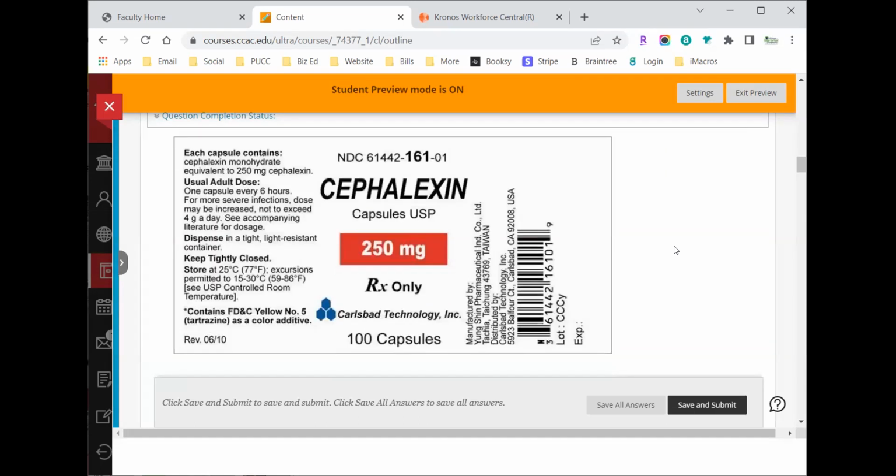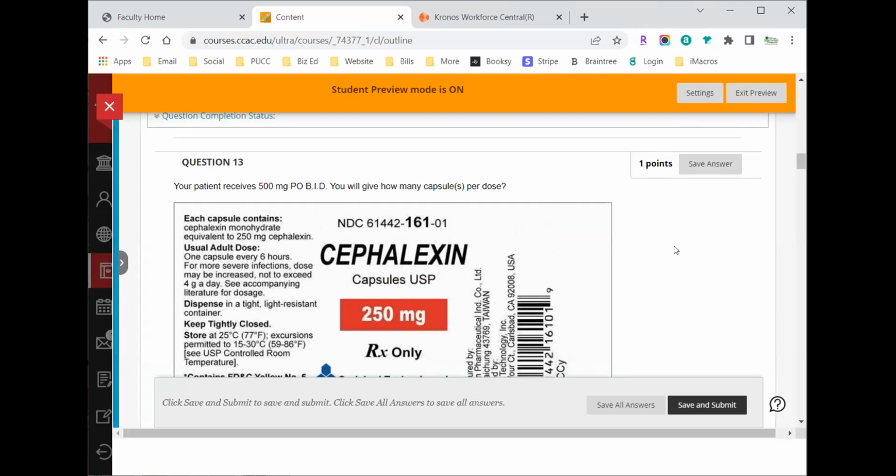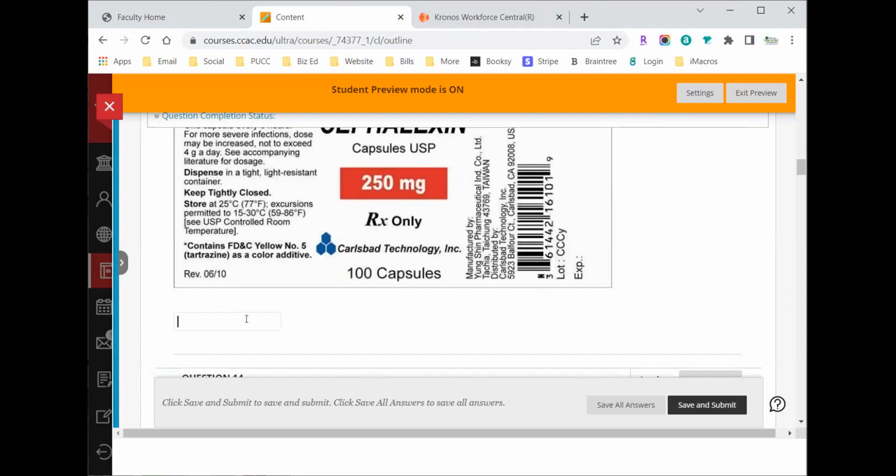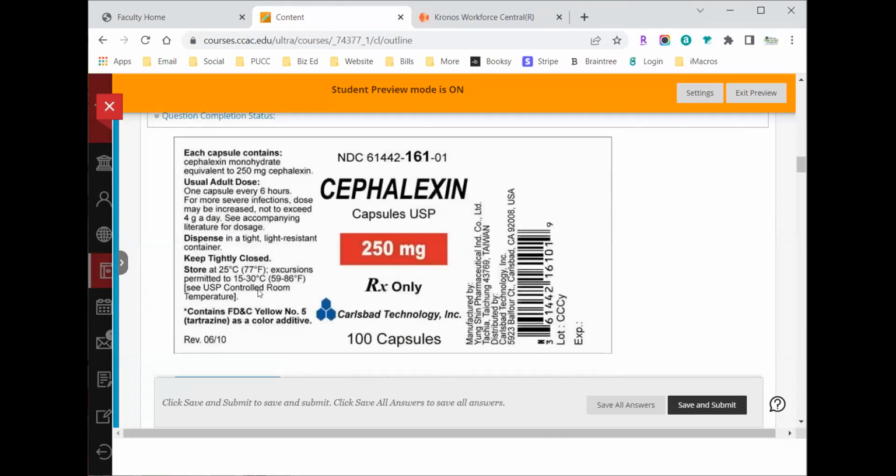So we have 500 milligrams by mouth, BID. How much are we going to give? First of all, we have to figure out how many we have. Well, we have 250 milligram capsules. So I'm going to give what? 2 twice a day. Good, that's what I got too. So just 2. You don't have to write 2 capsules, just write 2.